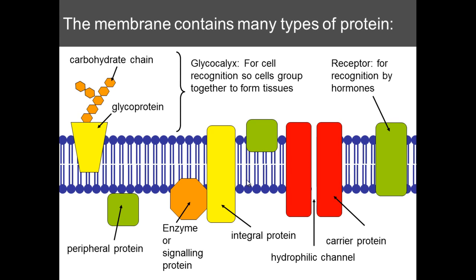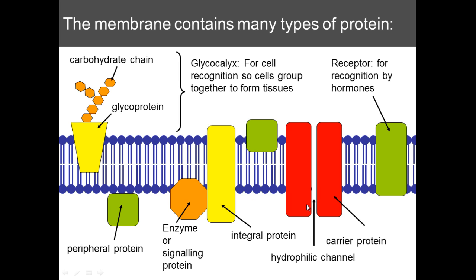Of the different types of proteins found in the membrane, here are just a few. You have this section here which is called the glycocalyx, and that comprises a glycoprotein and a carbohydrate chain. They enable recognition of cell tissue. For instance, if you have a group of cells that you want to bunch together to form a tissue, these structures here will enable recognition. We've got peripheral proteins and integral proteins. Sometimes the integral proteins are known as intrinsic, and the peripheral proteins are sometimes known as extrinsic.